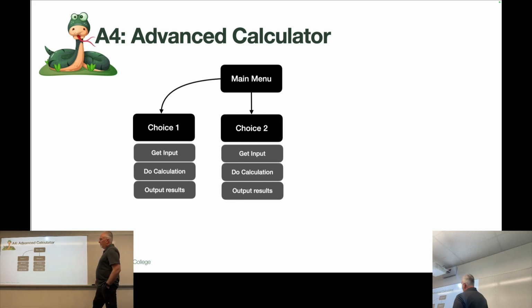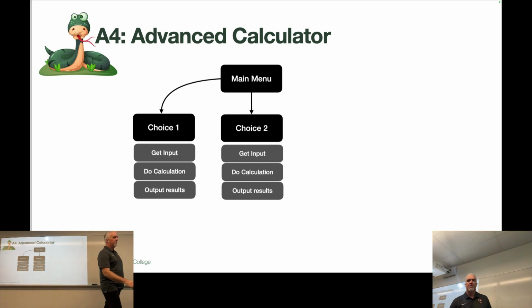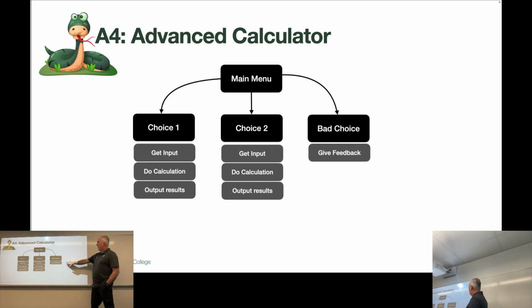If they choose the second thing, same thing. You get the input that's needed for this, do the calculation, output the results. If they do something other than those two things, we need to give them feedback that that was not an acceptable choice.